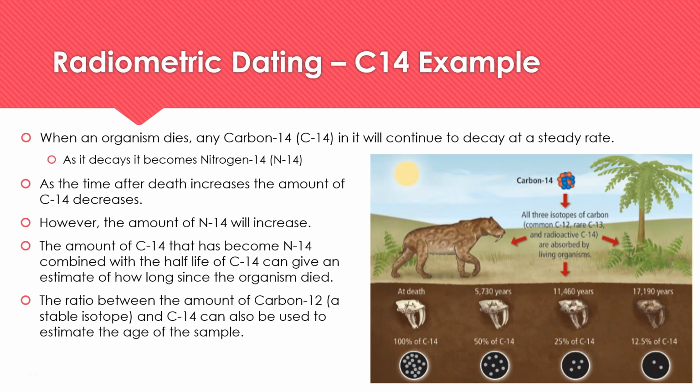And so after the organism dies, we see very much that the amount of carbon-14 should be decreasing, but the amount of nitrogen-14 will increase. And so by looking at those two values, how much carbon-14 is there, how much nitrogen-14 is there, you can get an estimate, in conjunction with the half-life of carbon-14, of how long it's been since that organism died.